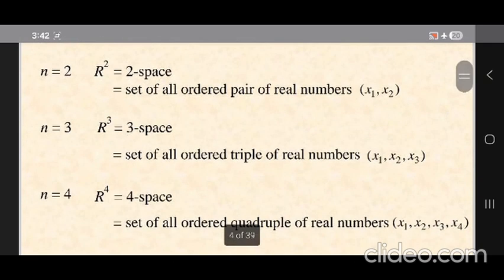Next, take n equal to 4, then the set is R power 4, called 4-space, the set of all ordered quadruples of real numbers. Then take 4 real numbers h1, h2, h3, h4. Another form of quadruple of real numbers is h5, h6, h7, h8.